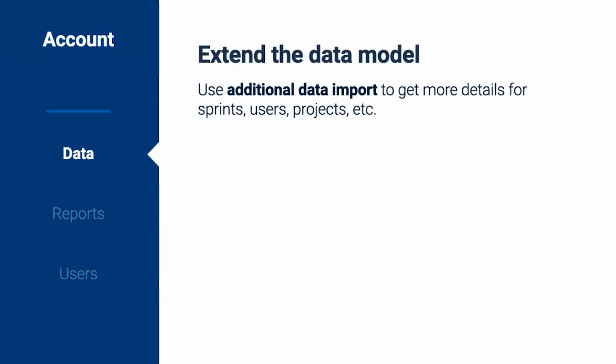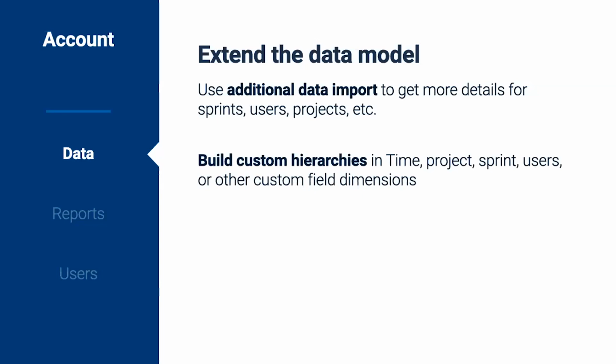Additional data import is account specific. It's not general, it's account specific, and you can use it to add more details to users, projects, sprints, or some custom fields. Custom hierarchies are a highly suggested way to extend the data model and make it more flexible. And in some cases, it relies on additional data import, so that you can import some additional details for fields and then build custom hierarchies on top of that. Or you can use default values, for example, for time for project.